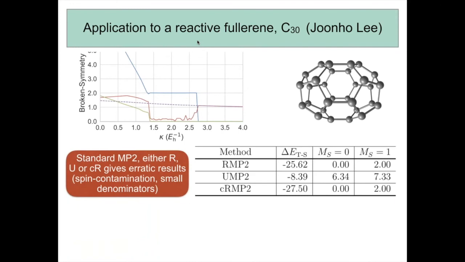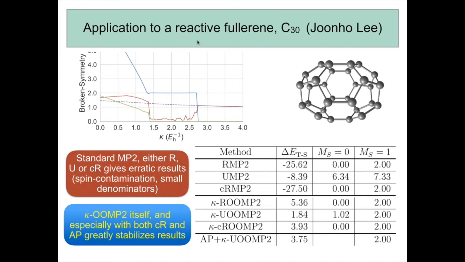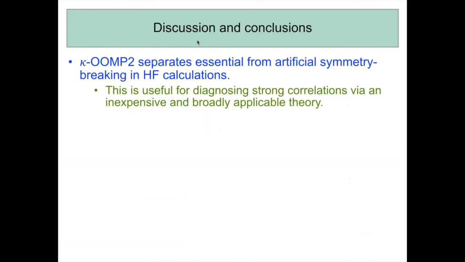Standard MP2 gives erratic results, but if you apply complex restricted MP2, you get a result that agrees to within about 0.2 kcal per mole of the approximately spin projected one. So the last 2 rows of the table are methods that can adequately describe the strong correlation in C30 by essential symmetry breaking, followed by spin projection if you are actually spin polarizing.